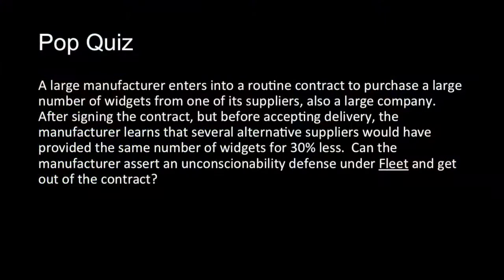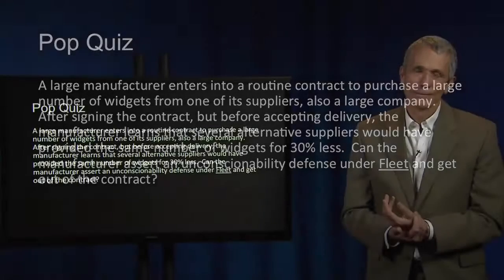So let's imagine the following quiz. A large manufacturer enters into a routine contract to purchase a large number of widgets from one of its suppliers, also a large company. After signing the contract, but before accepting delivery, the manufacturer learns that several alternative suppliers would have provided the same number of widgets for 30% less. Can the manufacturer assert an unconscionability defense under Fleet and get out of the contract?